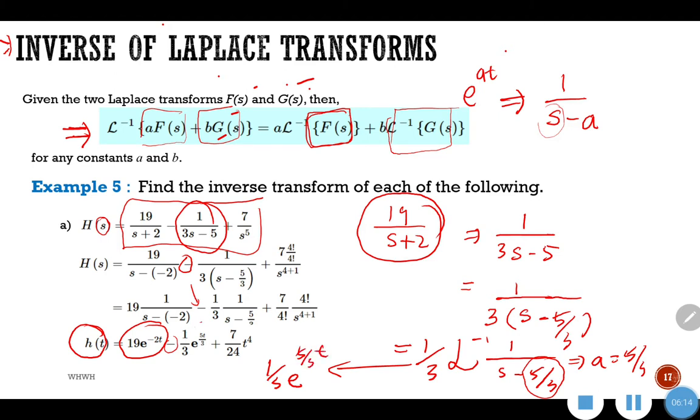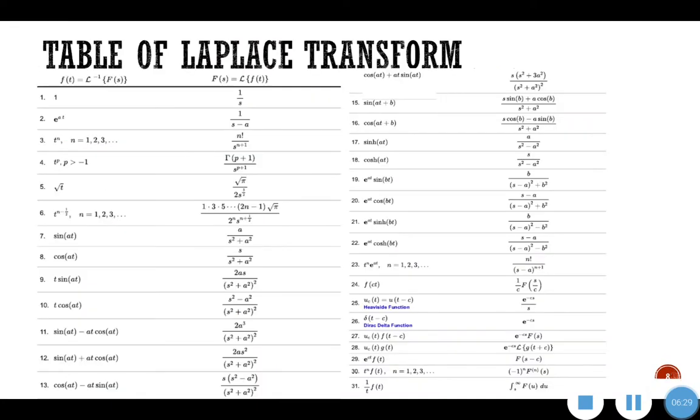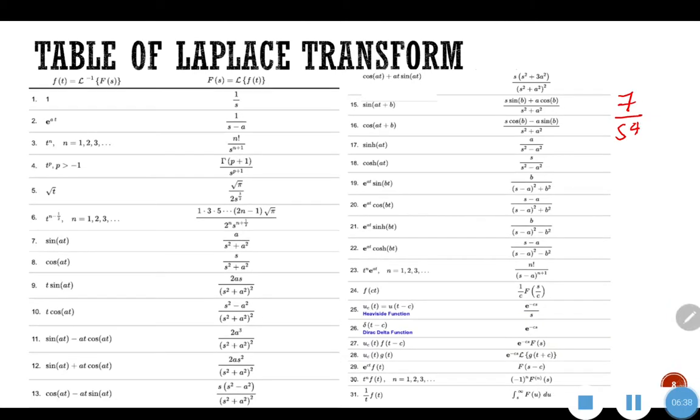Sama tak dengan jawapan yang kita dapat ni? Yes, again sama. Alright, so now we go to the third one. Third one is 7 over s power of 5. Okay, so yang the third term tadi kita ada 7 over s to the power of 4. Ya ke? 4 ke 5? Okay, s to the power of 5.